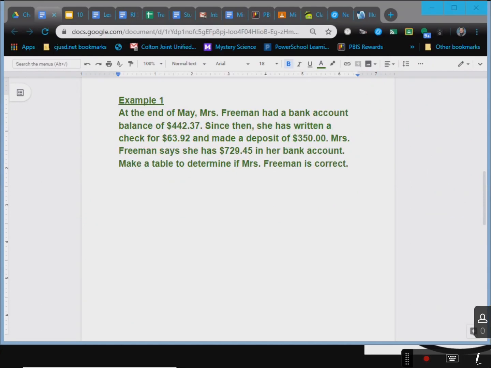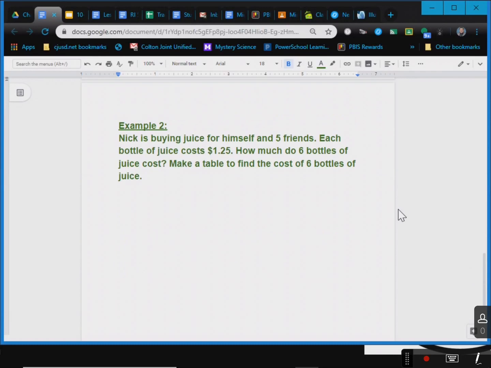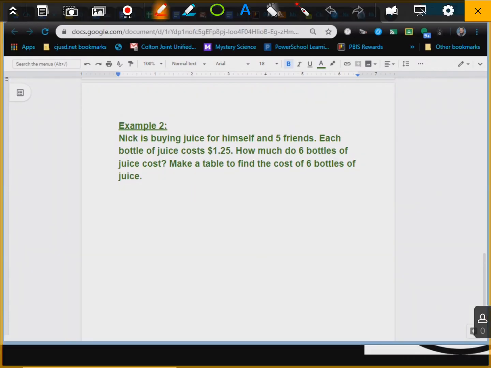If you have any questions about that, please make sure you write it down so we can go over it the next day. Example 2. Nick is buying juice for himself and 5 friends. Each bottle of juice costs $1.25. So first off, I'm going to highlight, it's going to be himself and 5 friends, which is 6 people total.